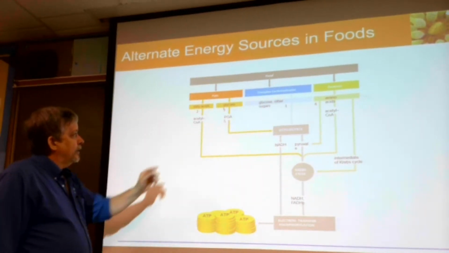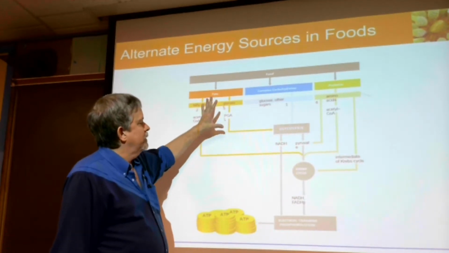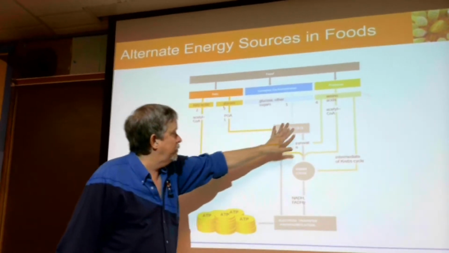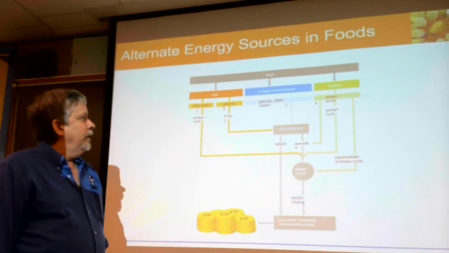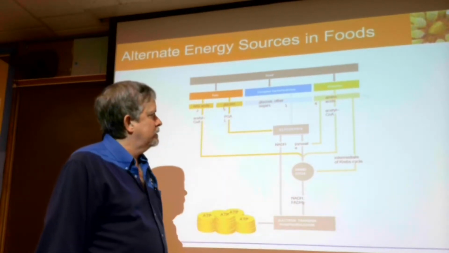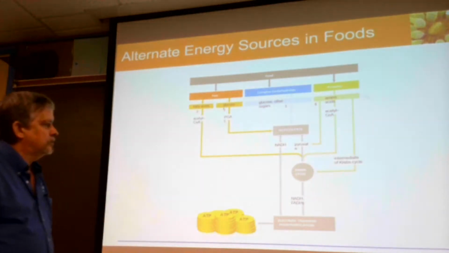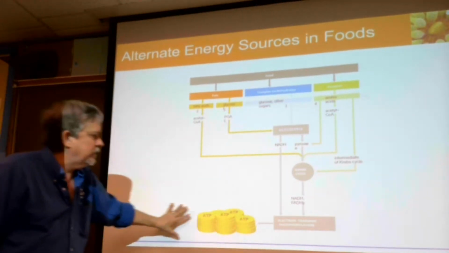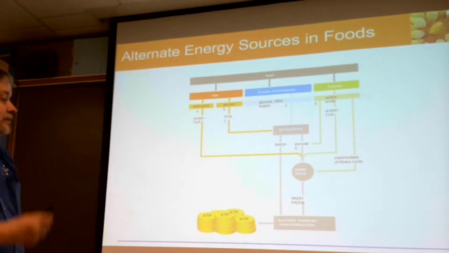Then the fat can be taken. The glycerol can be taken and run through glycolysis. The fatty acid can be taken here through acetyl-CoA. And then proteins, depending on which it is, some of them can enter as pyruvate, some enter as acetyl-CoA, and some enter as intermediates of the Krebs cycle. But we get the energy out of it. So you can break down sugars, complex carbohydrates, fats, and proteins to get energy.